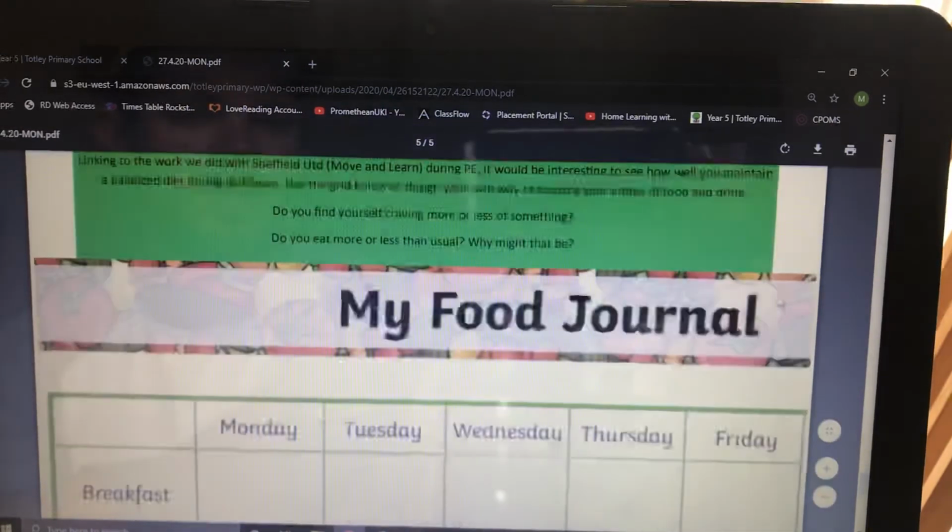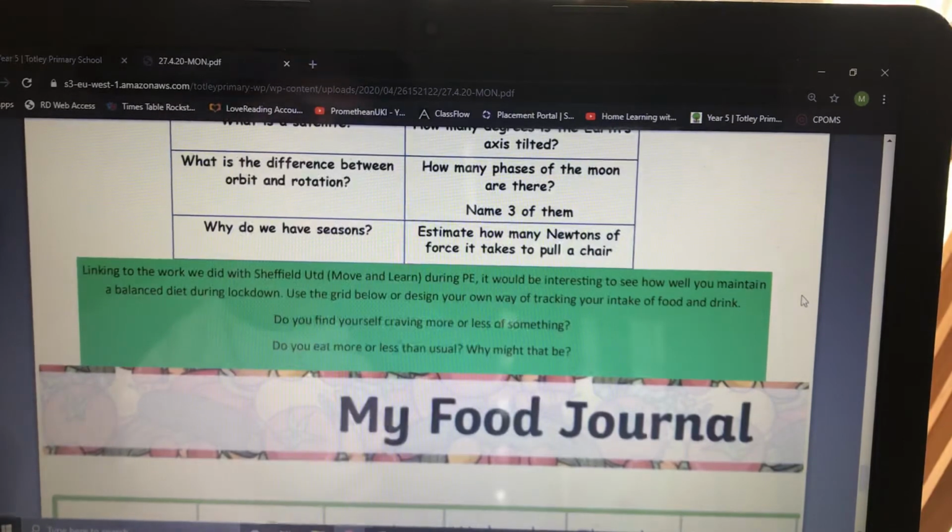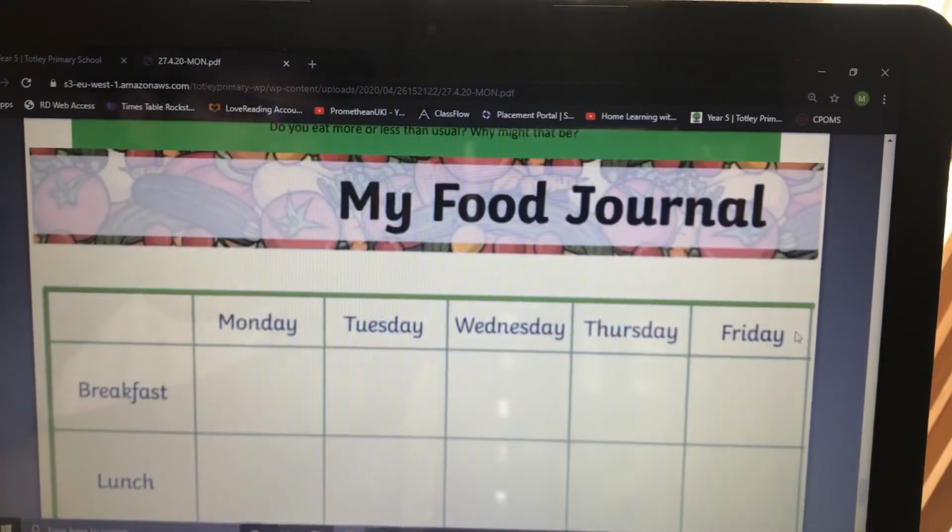A quick look at the science. Linking to the work we did with Sheffield United's Move and Learn during PE, who were fantastic. Shout out to them. It would be interesting to see how well you're maintaining your balanced diet during lockdown. I don't just mean the food, I mean the drinks as well. Use the grid below or design your own to track the intake of food and drink. So I've provided you with one here. Obviously, you can't all print it off. I don't expect you to.